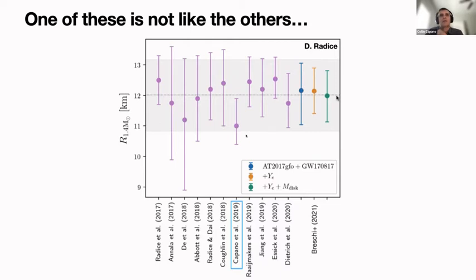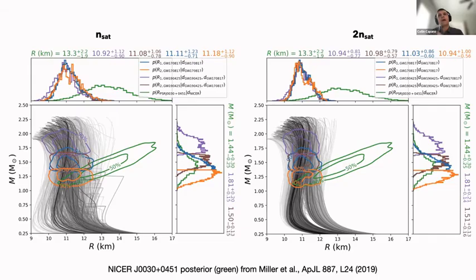This is in chronological order of when the papers came out. We're around 11 kilometers, while later papers are getting up more around 12 kilometers, and a big reason for that is the NICER results. This plot shows the same plots from the first slide, but now I'm throwing on top the posterior result from the first NICER analysis of PSR J0030, shown in green. You can see that the first NICER result very much favored much stiffer equations of state, so higher radii.